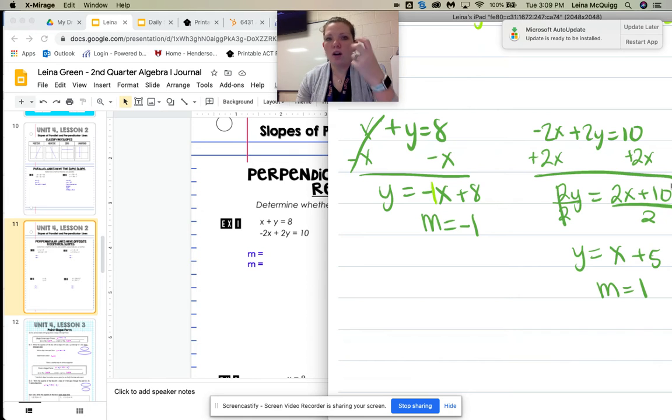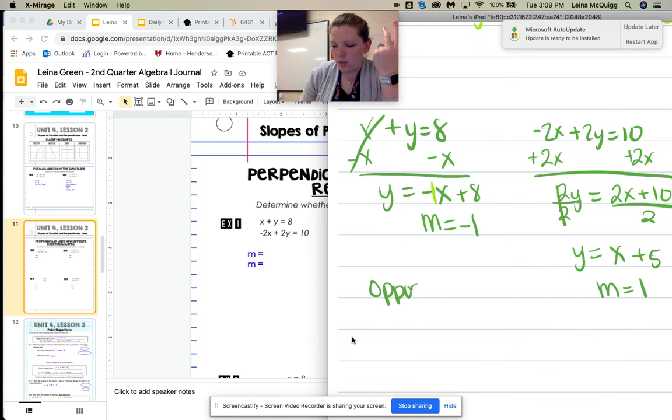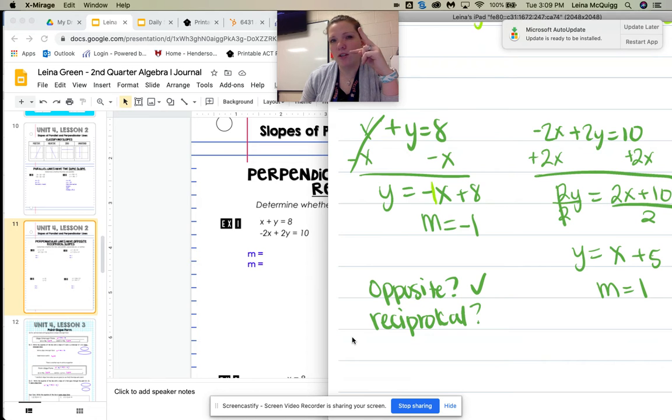Okay, so are these opposite reciprocals? So first, opposite. Do they have opposite signs? Do I have one that's positive and one that's negative? Well, this one's positive and this one is negative. So they are opposite. So these are my two questions. Opposite? Yes, they are. And then reciprocal means, are they the flip of each other? So did I take my fraction and flip it? Well, I have two whole numbers. They're not written as fractions, right?